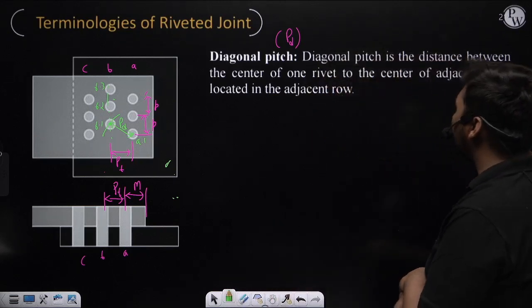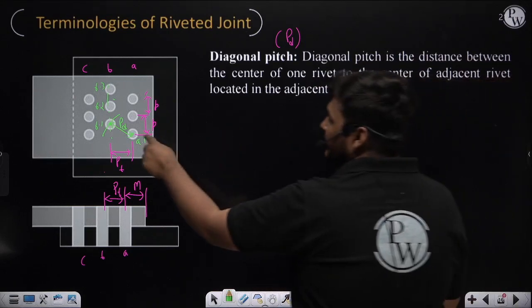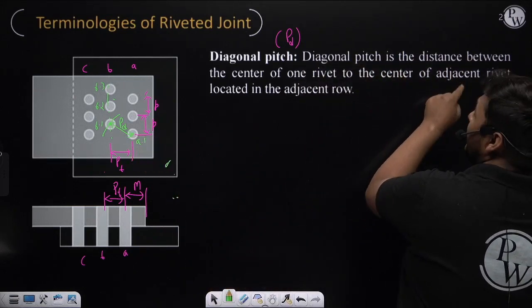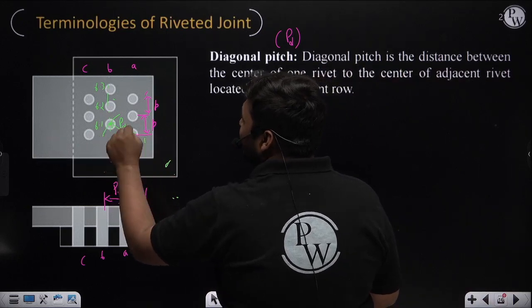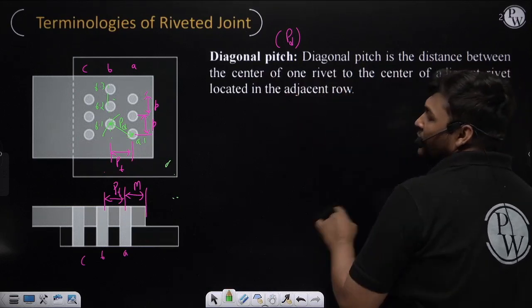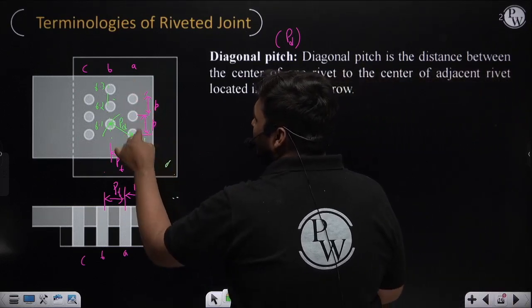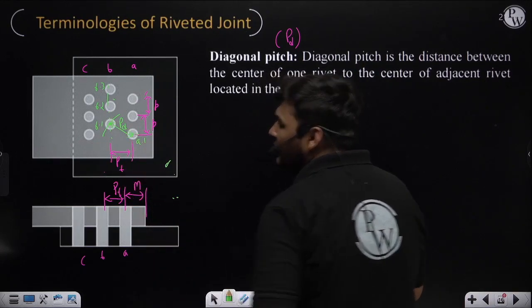Okay, so what is diagonal pitch? Diagonal pitch is the distance between the center of one rivet to the center of the adjacent rivet. If it is the first rivet of row A, it should also be the first rivet of row B. So the center of the adjacent rivet located in the adjacent row. The adjacent row of row A is B. So this distance and this distance is nothing but the diagonal pitch PD.